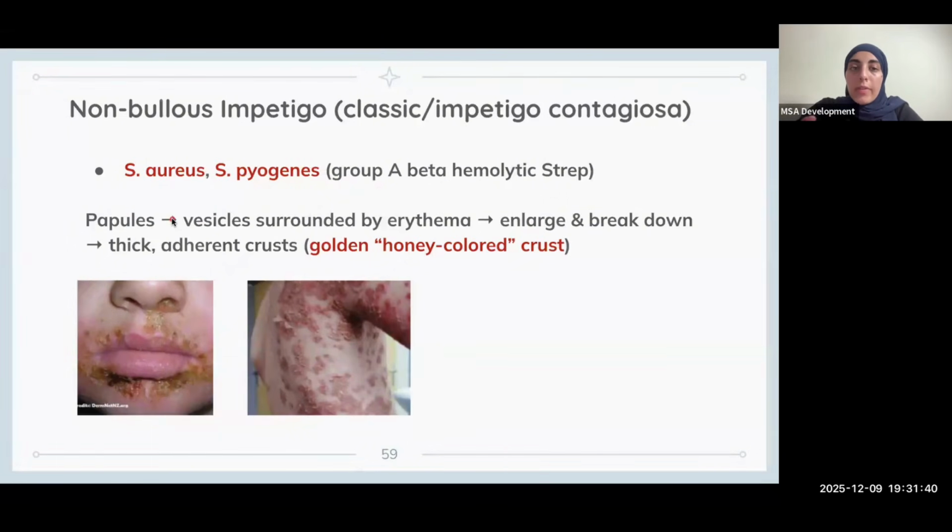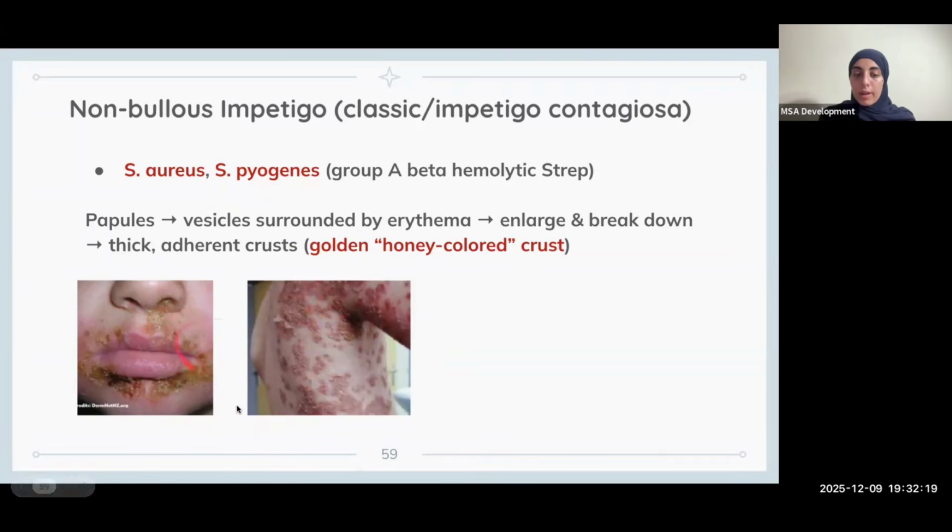First, you get papules, and then the papules will turn into vesicles, and then these vesicles will break. They're gonna just pop, and when they do, they release the pus that's inside the vesicle, and when the pus is released, it's gonna form this crust, this thick golden colored crust. It's what gives the honey colored appearance. So papule, and then it becomes a vesicle, and then the vesicle will break and give you the crust.